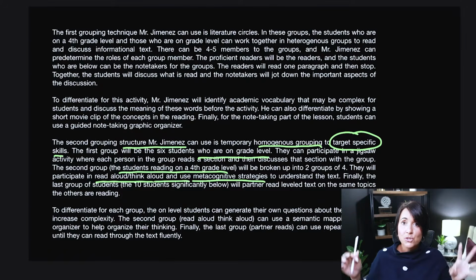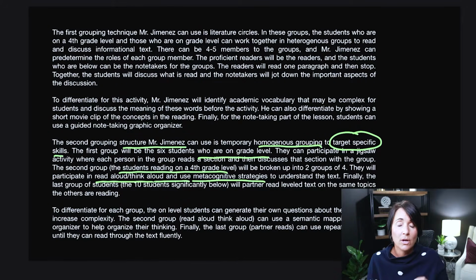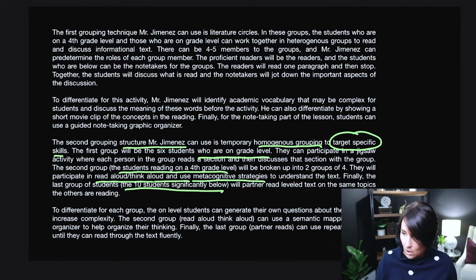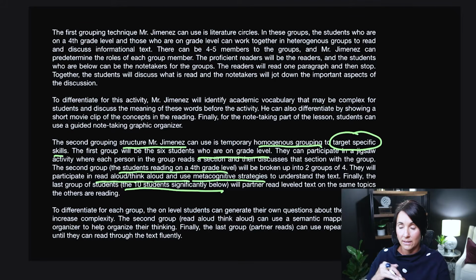And then for the last group, which are my low levels, the kids who are below 2 grade levels, the 10 students significantly below, will partner read leveled text. That means they're going to read grade level text, which is 2 or more levels below what the students who are on grade level are reading, on the same topics that the others are. So let's say I'm one of the kids that is significantly below. I'm partnered up with another student who is significantly below, and we're partner reading on our grade level, just to get that fluency down. And now that I'm thinking about it, I would add that to work on fluency and word recognition. That would make this better.